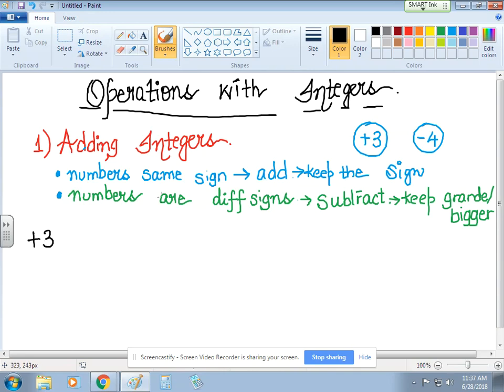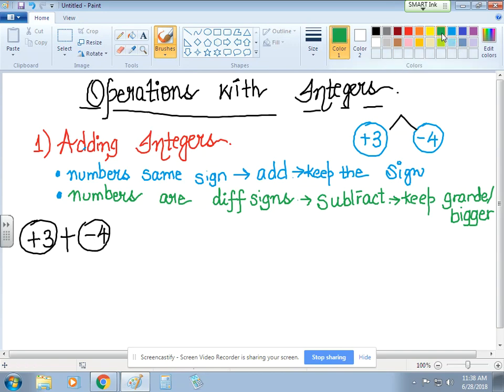So we'll use the same example we began with, plus 3 and minus 4. So let us say you have a question that you have to combine these two integers, plus 3. So the question could be, what is plus 3 plus negative 4? So when the middle sign is plus, that means you're adding them. So let us go by our rule. What was our rule? Are the signs same or are the signs different? Here I can see that 3 has a plus sign before it and 4 has a negative sign before it. So that means the signs are different.